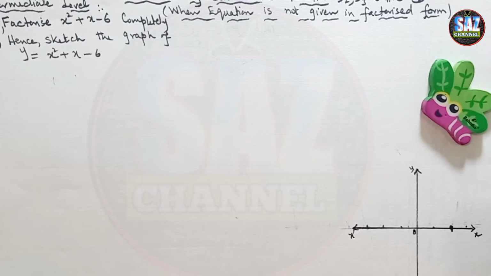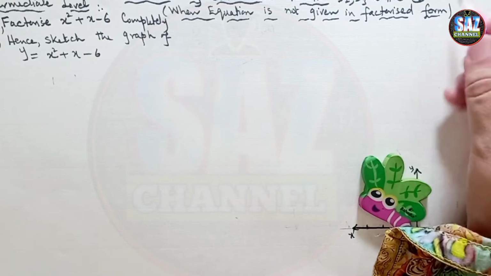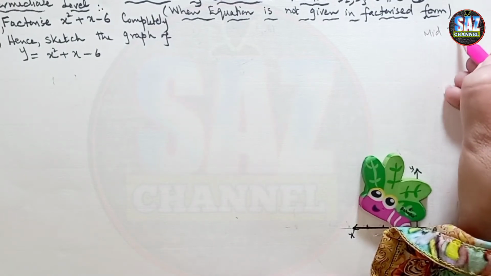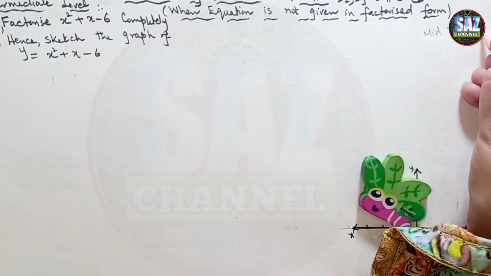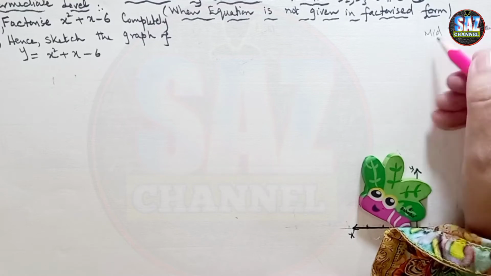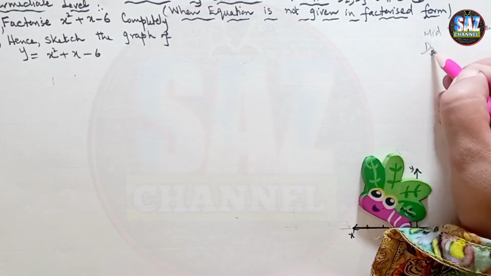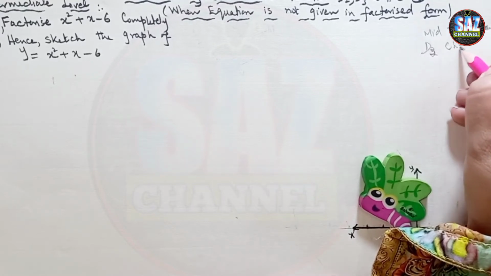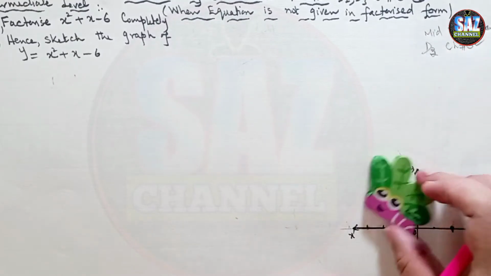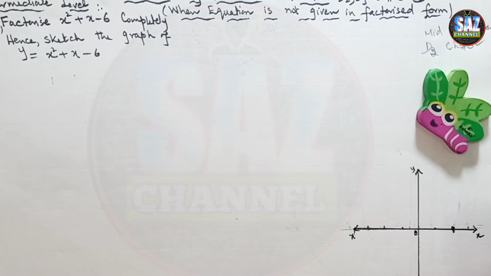Before understanding this lesson, you should have good command on how to factorize the quadratic equation by midterm breakage, and for that you can take the help from D2 chapter number 3, exercise 3B, and then you should have good command on 6 points about the sketching of the quadratic graph.